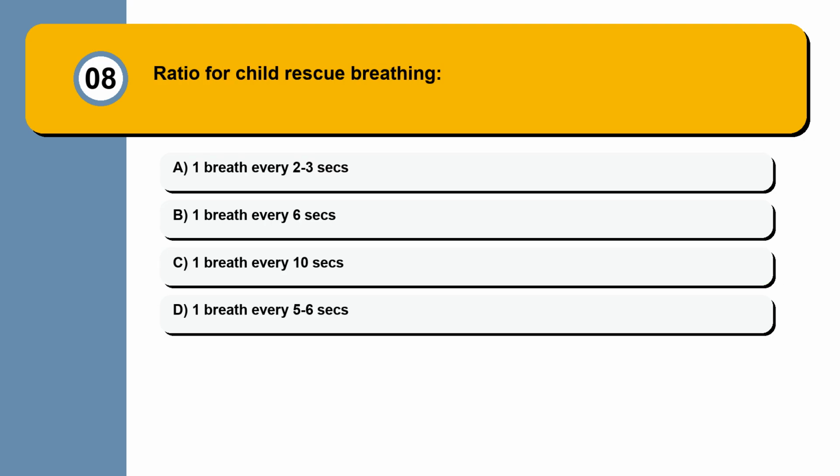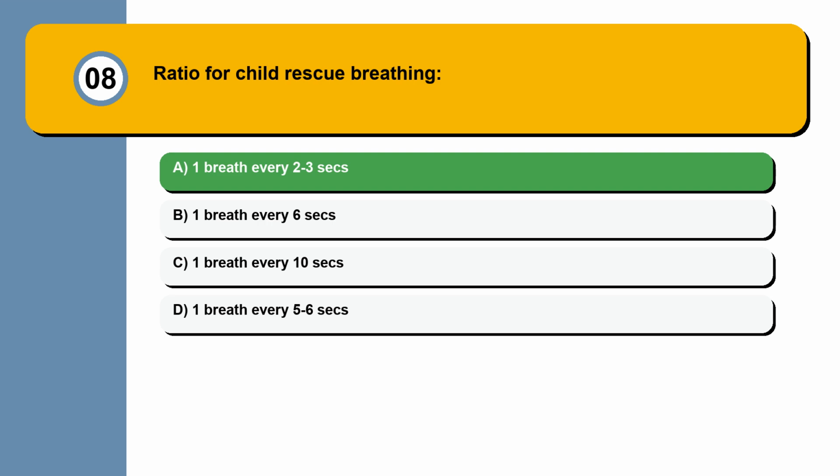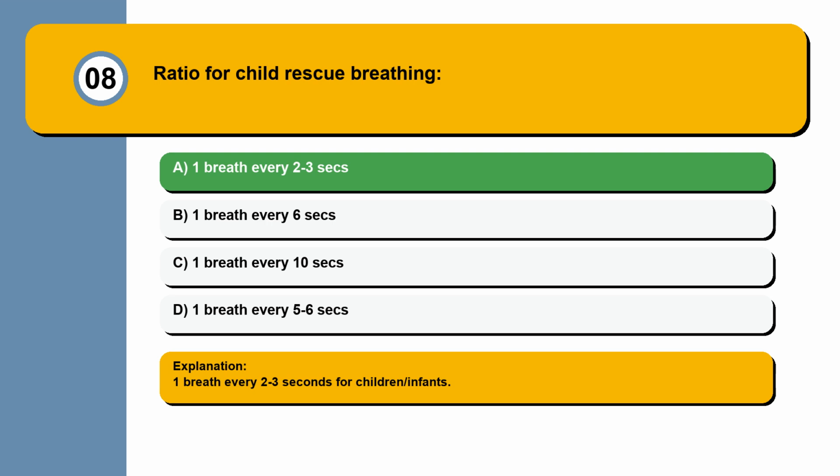Question 8. Ratio for child rescue breathing: 1 breath every 2 to 3 seconds, 1 breath every 6 seconds, 1 breath every 10 seconds, or 1 breath every 5 to 6 seconds? 1 breath every 2 to 3 seconds for children and infants.